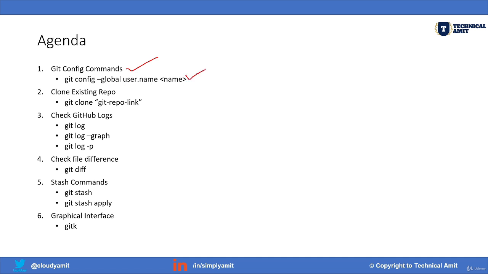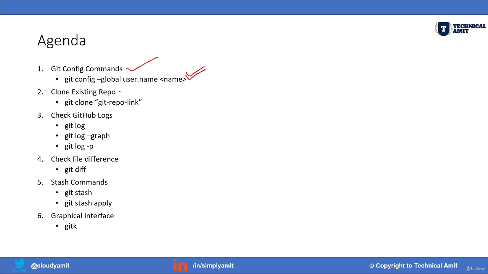So we need to configure a few things before we get started with GIT. Even if you have not configured, that is also not going to create a problem. But as a best practice, we should always configure our username and our email as well. I'll show you where this configuration is showing in the GitHub.